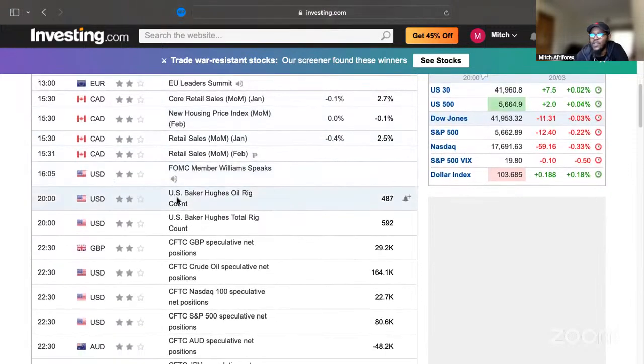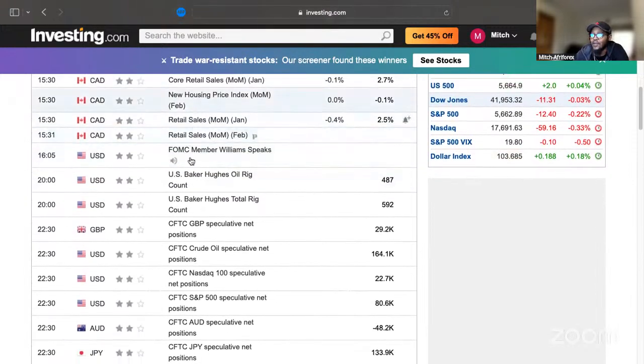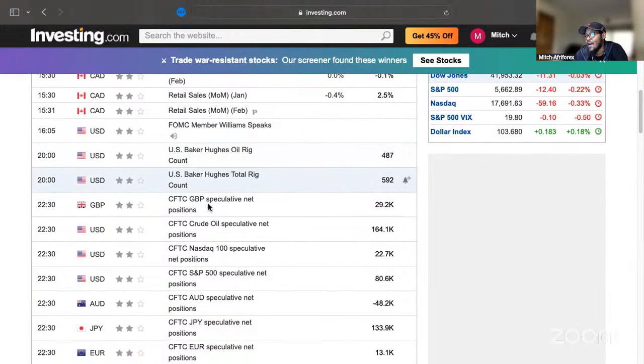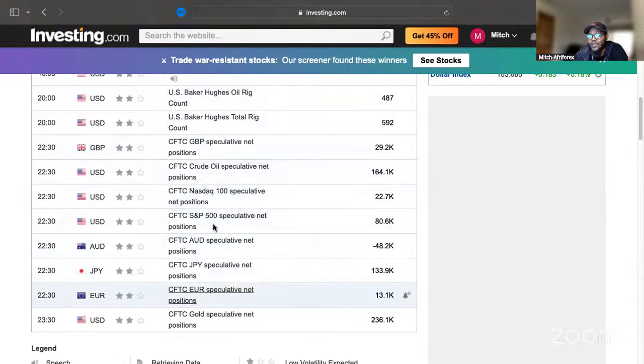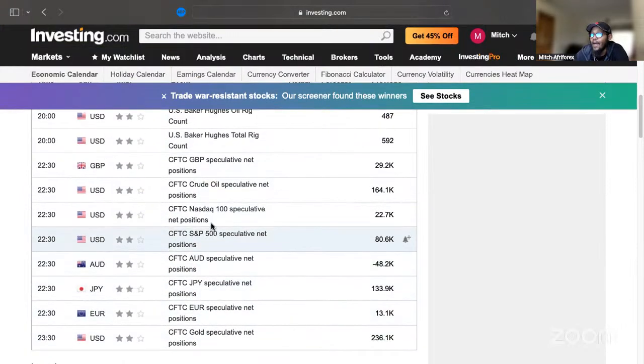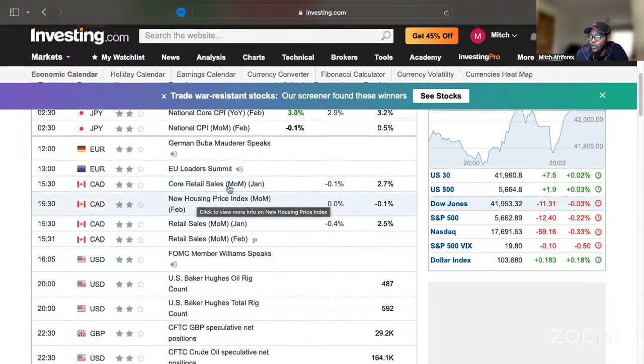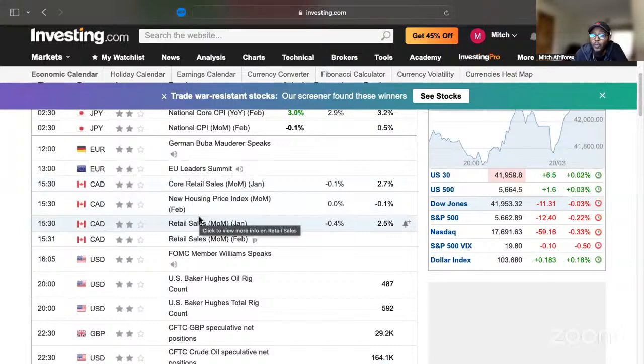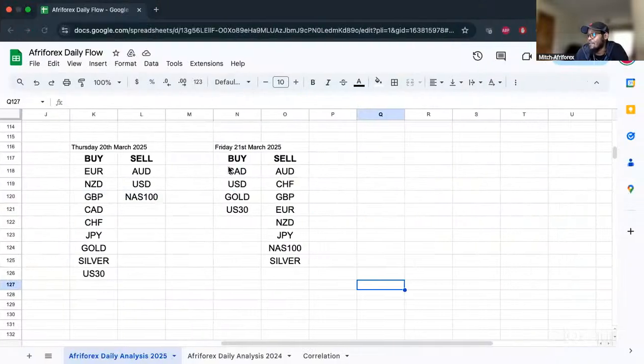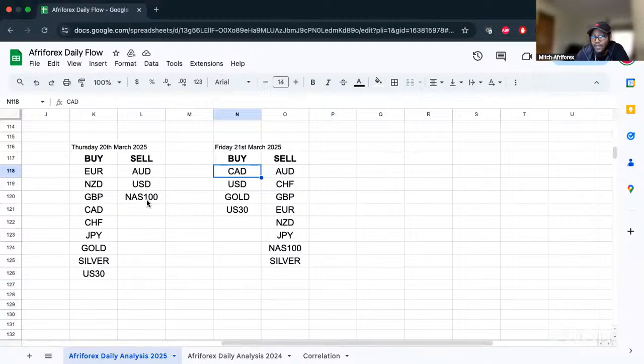I know many of you are seeing, why am I only saying the Canadian dollars at 4:30? You're seeing all these other ones. All these other ones are not really going to end up changing the bias. You'll always find on Fridays these bigger oil rig counts. You will also find these speculative net positions. So they don't necessarily have an effect on our bias. So that's the reason why today it's mainly going to be the Canadian dollar that we're going to be waiting on.